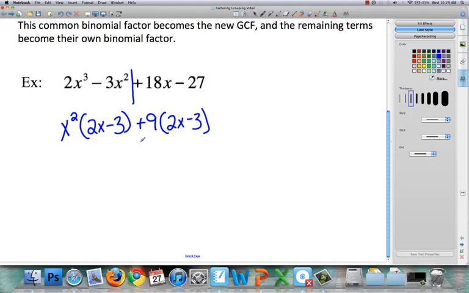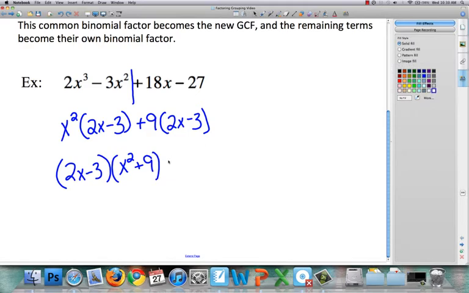The next step is to once again take out a GCF. In this case, our GCF is 2x minus 3. So our GCF is one binomial, and our second binomial is whatever's left over. That's x squared and a positive 9.